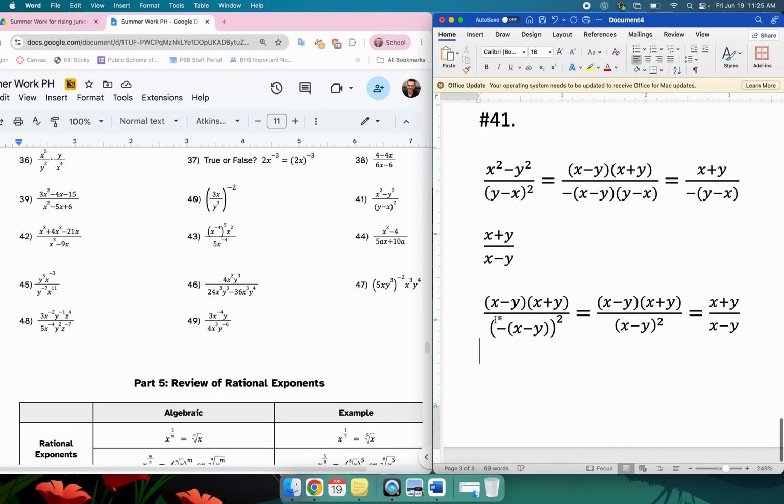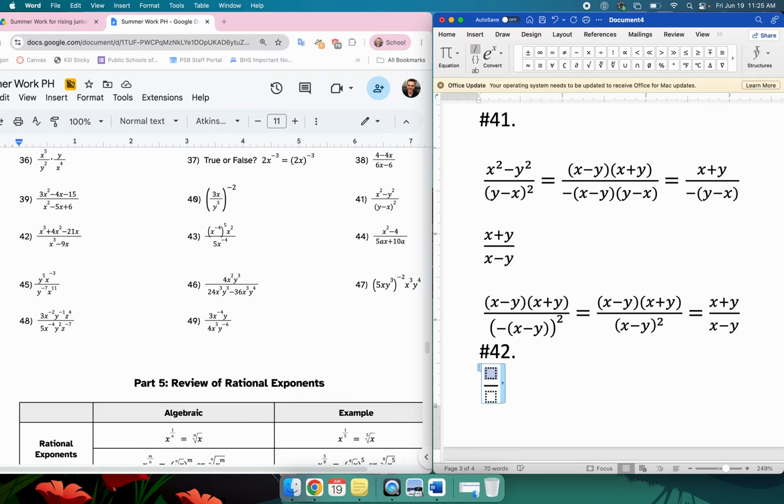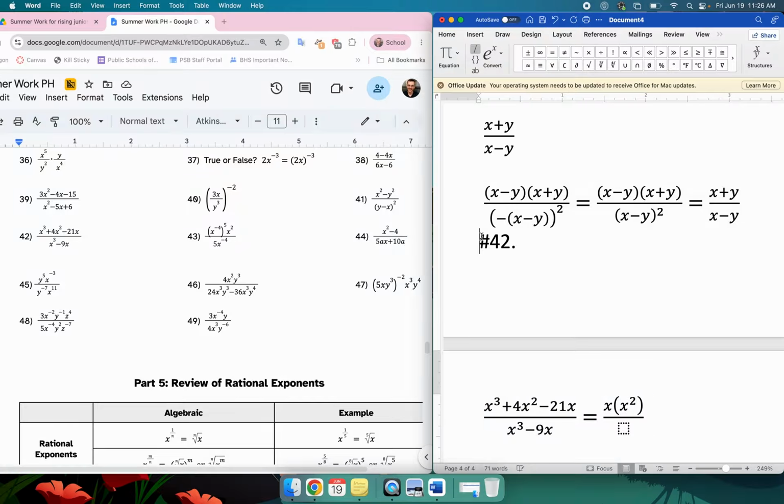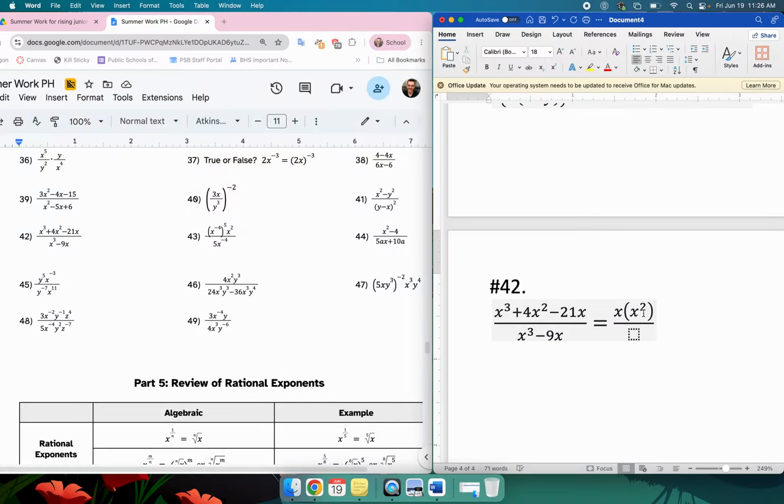Okay, so we did 41 earlier. Number 42, I have x cubed plus 4x squared minus 21x over x cubed minus 9x. Again, this looks like factoring and canceling common factors. In the numerator, I see a common factor of x, which I can pull out from all three terms, which leaves me with x times x squared plus 4x minus 21. In the bottom, there's also a common factor of x, leaving me with x squared minus 9.